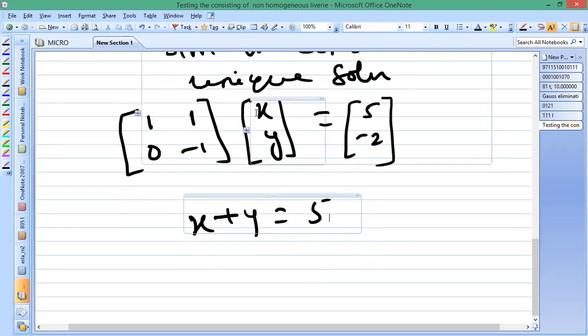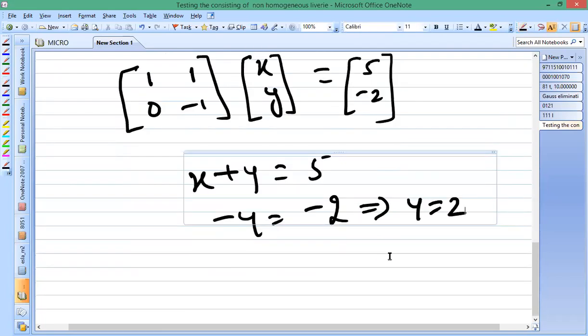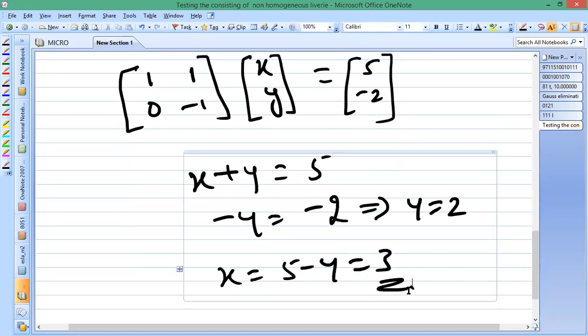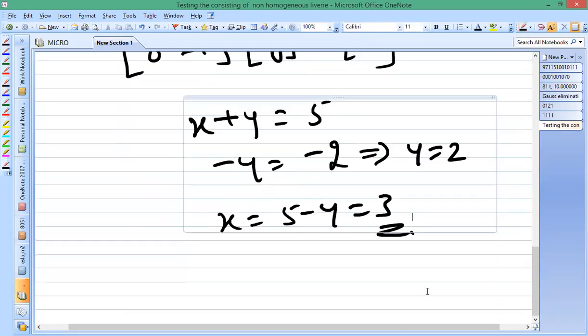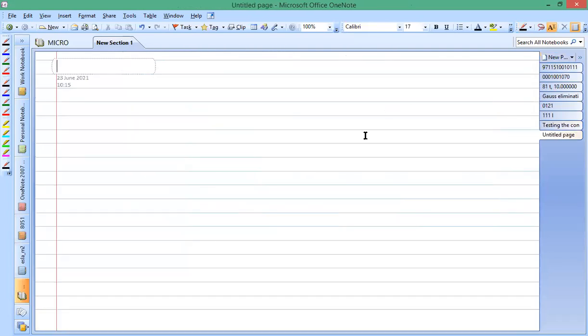And 0 into x is 0, plus minus 1 into y. That is nothing but minus y is equal to minus 2, which implies y is equal to 2. When y is equal to 2, what about x? x is equal to 3. So this is the solution for the given non-homogeneous linear equations. So take down the next problem.